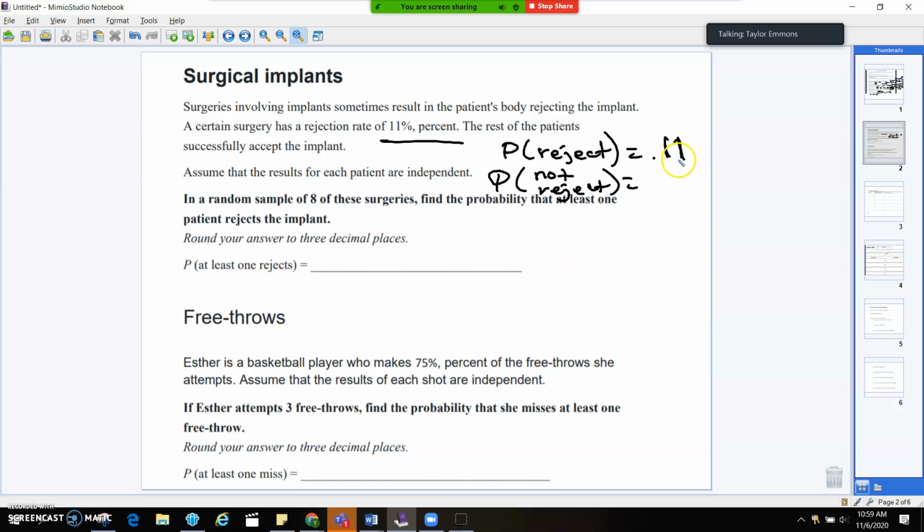So we're going to subtract 1 minus 0.11. What is that going to give us? 0.89, okay?